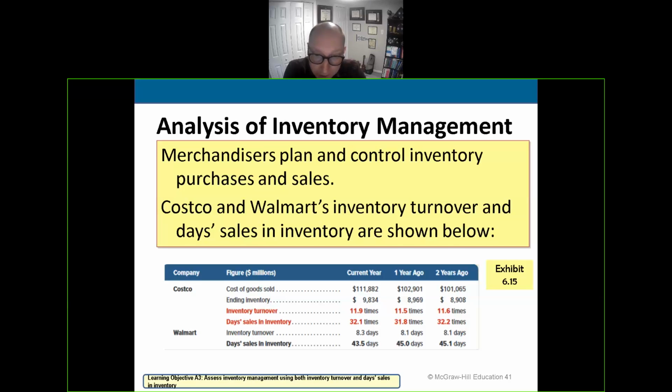This shows us an example from Costco for the current year, last year, and the year before. It's interesting.